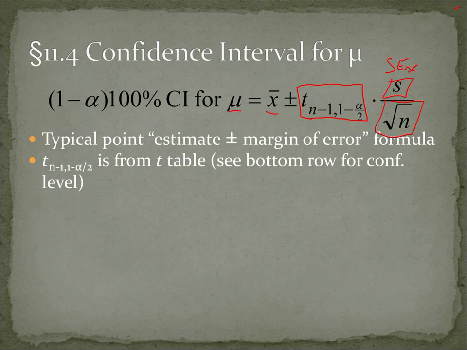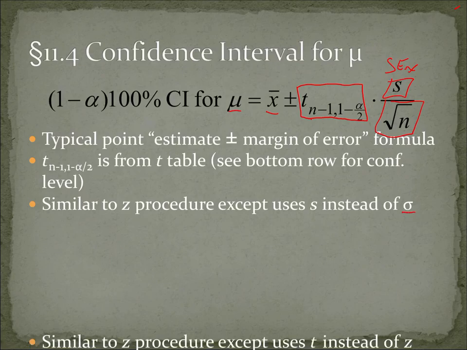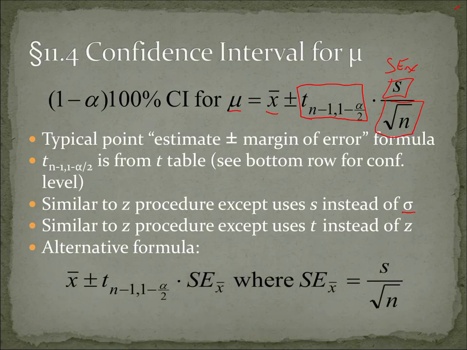Our t of n minus 1, 1 minus alpha over 2 is from table B. You'll see the bottom row for confidence intervals. It's similar to the Z procedure, except it uses s instead of sigma, like we've talked about in the previous video. And similar to Z procedure, except t instead of z, right? We're using a whole different type of test. We're using t-test now, not z-test.